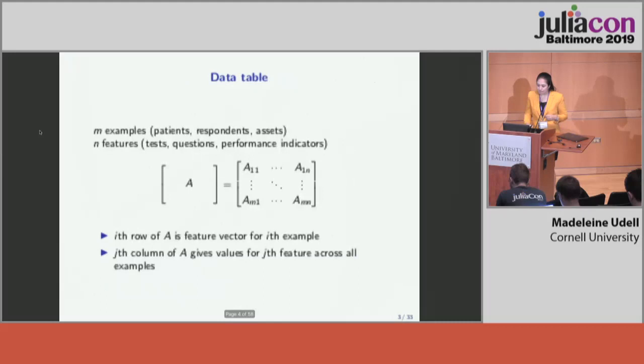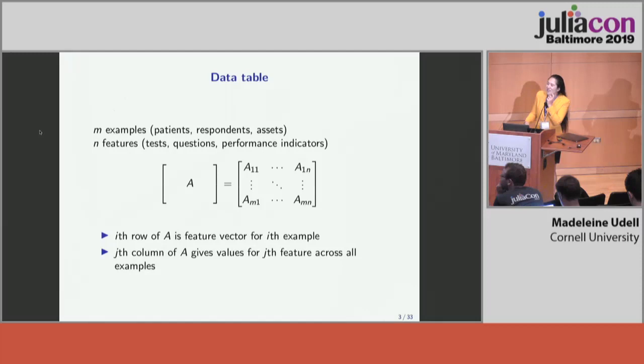Okay. So I went back to Stanford where I was doing my PhD and, you know, scratched my chin and thought about it for several years. So the first step if you're going to do this thing in academia is you generalize the problem. So you say, I don't just have a data table in politics. Let's suppose I just have M examples of any kind. Maybe these are patients in a hospital. Maybe they're respondents on a survey. Maybe they're assets in a financial model. And I have things that I know about them. Maybe the results of tests that I've administered, questions I have asked them, performance indicators in a financial model.